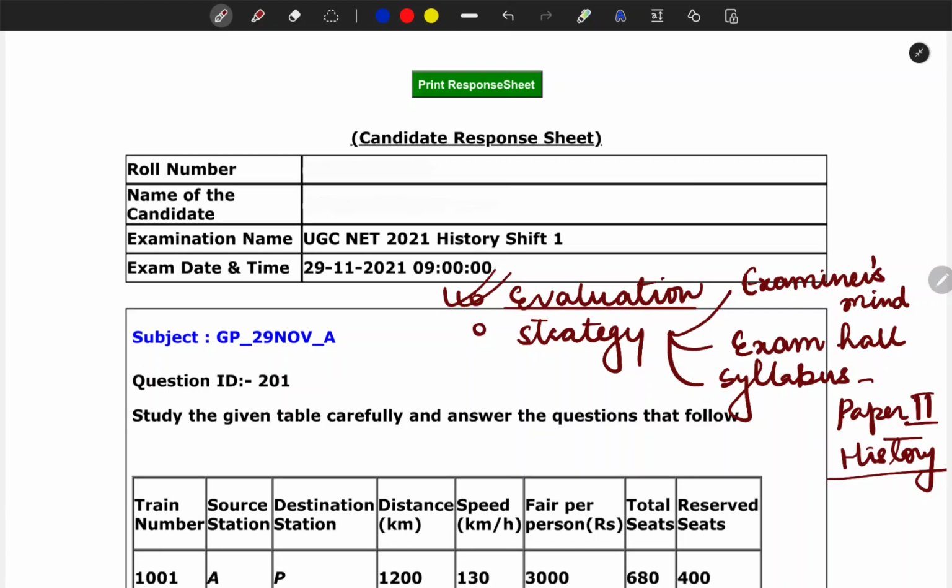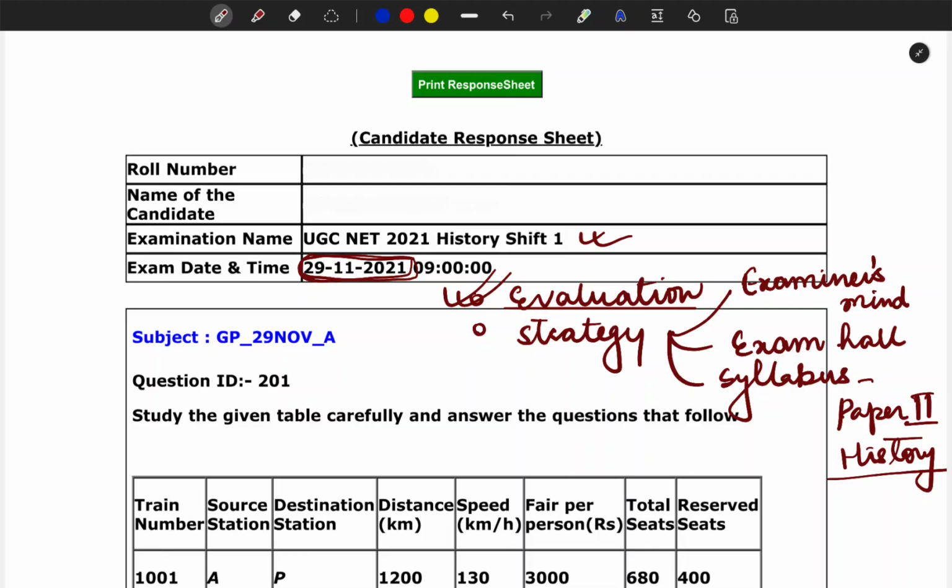We will not be concerned with which question and which option should be correct, because this is a very old paper. As you can see, this paper is from the 2021 June cycle, I guess. It was a delayed paper and it happened in November. In that paper the cutoff was very low, and I was also one of the students who missed JRF by a few marks, and I will tell you why later on.